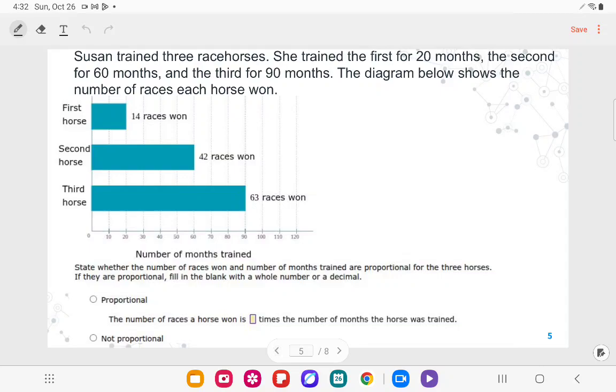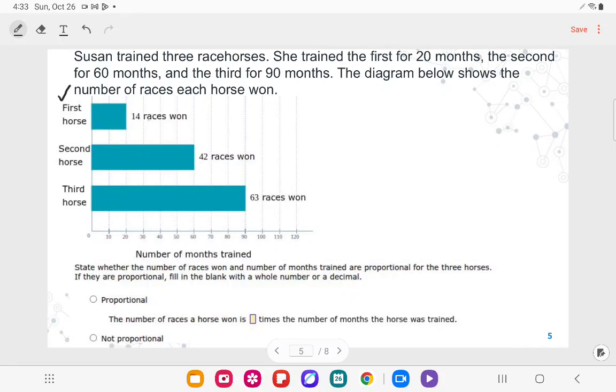So let's put this into real practice again. Okay, let's suppose that we are looking at some data and we're trying to figure out if something is proportional. Okay, so let's read this information. It says Susan trained 3 racehorses. She trained the first for 20 months. Okay, this is the 20 months, first horse.